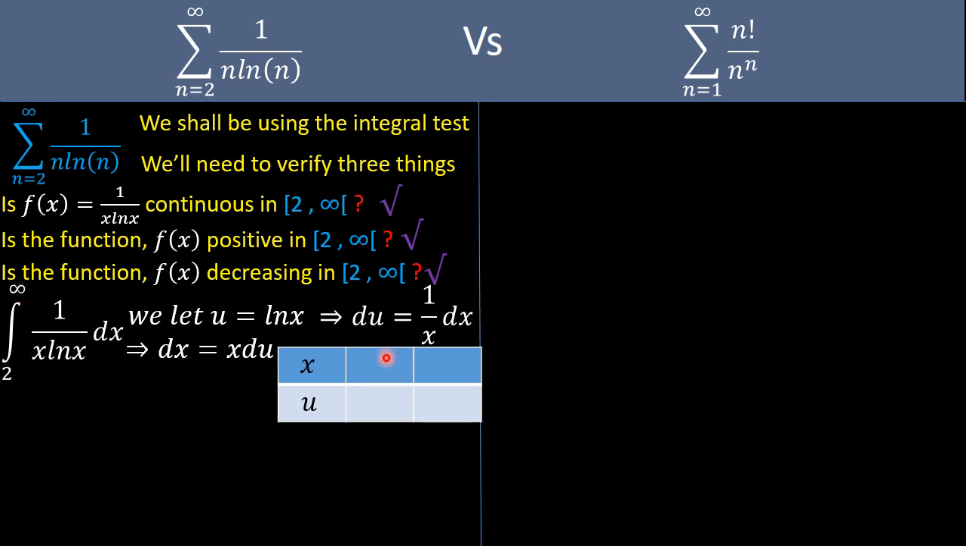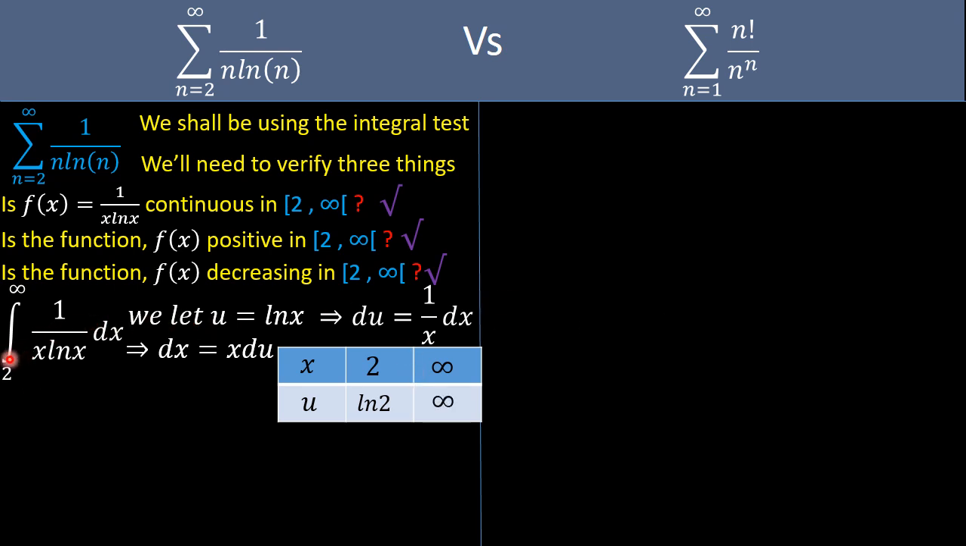When x is 2, if you put 2 into natural log of x, we have u equal to ln 2, as we have it here. Then when x becomes infinity, if you plug infinity in, the natural log of infinity is still infinity. So we have u equal to infinity.